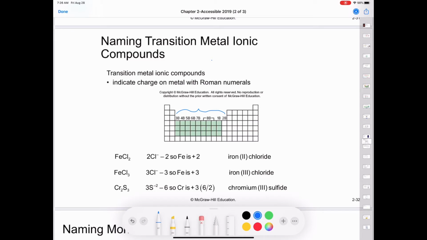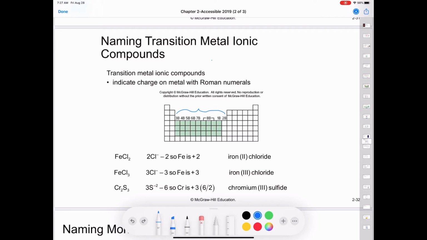Now it says here that when you make a transition metal ionic compound, so one where the metal is a transition metal, you have to indicate the charge on the metal with Roman numerals. So if the charge is +2, you simply use the Roman numeral 2. If the charge is +3, you use the Roman numeral 3. Pretty simple, right? Anyhow, so you might be asking, well, how do I know if it's +2 or +3? Well, what did I tell you earlier?